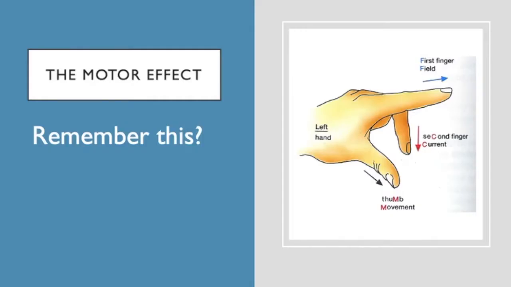Remember, when we've got a conductor with an electric current flowing through it, it will induce a magnetic field around it. If that is placed inside another magnetic field, then it will feel a force. We can use the left-hand rule to find the direction that the current carrying conductor will move. The thumb shows us the movement, the first finger shows us the direction of the magnetic field, and the second finger shows us the direction of the electric current.